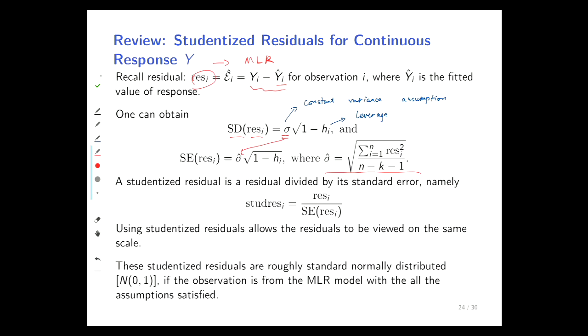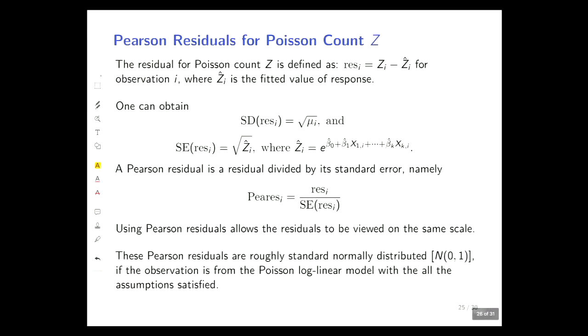And in this case, we can standardize the residual by dividing by the standard error of the residual, such that we can view all the residuals on the same scale. And if we do this, we call it a studentized residual. And the good property for the studentized residual here is that if all the assumptions are satisfied, then the studentized residual should be roughly standard normal distributed. So that's the review from the multiple linear regression model. And let's just look at the Pearson residual, which is using a similar idea, but we consider the count response.